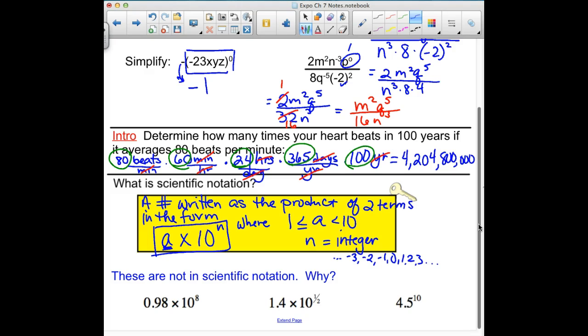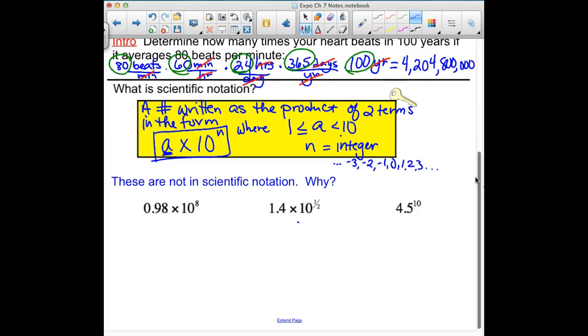All right, so the first example we're going to look at is numbers that are not in scientific notation. What is wrong with them? Why are they not in the right form? Our first one, we have 0.98 times 10 to the 8th. It kind of looks like it's in scientific notation, but notice this right here. Our a value has to start with 1 and go up to that 9.99999. So we cannot have 0.98. It's too small. And it doesn't technically have to be bigger. It could actually equal 1. So let's say that a is greater than or equal to 1.